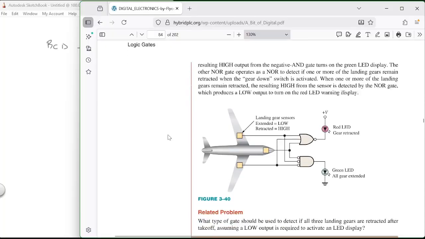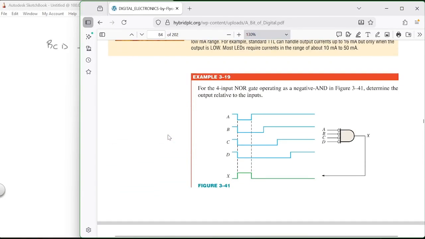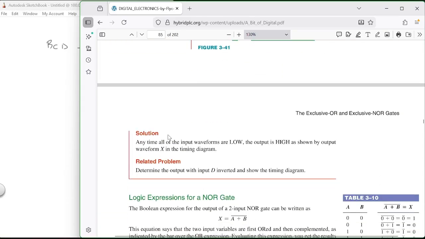So you can build gates. Not Bill Gates, but you can build gates.